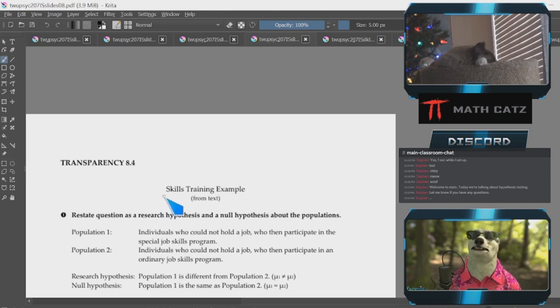So we're trying to investigate a skills training program, and we're trying to see if that program makes a difference. So we have people that couldn't hold a job, didn't do the program, ordinary skills job program versus our special skills program. So population 2, just normal stuff. Population 1 underwent our special program. We want to see if there is a difference between the two. The null hypothesis says no difference, no difference.